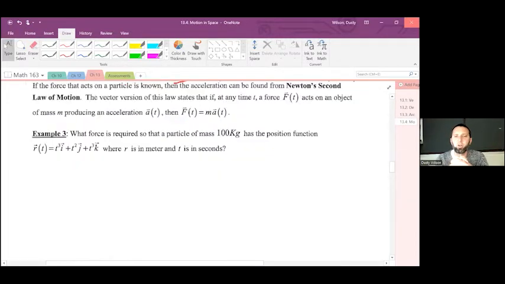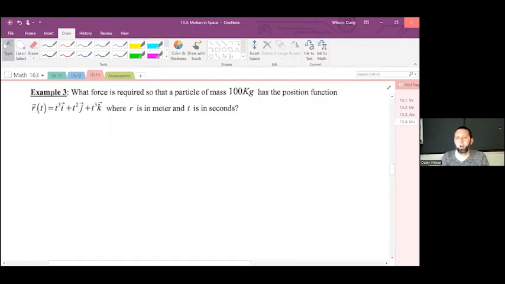If the force that acts on a particle is known, then the acceleration can be found from Newton's second law of motion. The vector version of this law states that if at any time t, a force F acts on an object of mass m, producing an acceleration a, then F equals ma, or F of t equals m times a of t. Example 3. What force is required so that a particle of mass 100 kilograms, just for the record, that's a heck of a big particle, has the position function r of t equal to t cubed i plus t squared j plus t cubed k, where r is in meters and t is in seconds. And there's a little typo here. This should be r is in meters, plural.